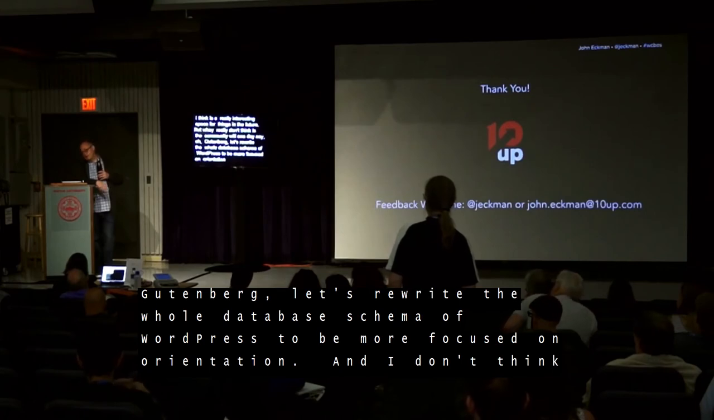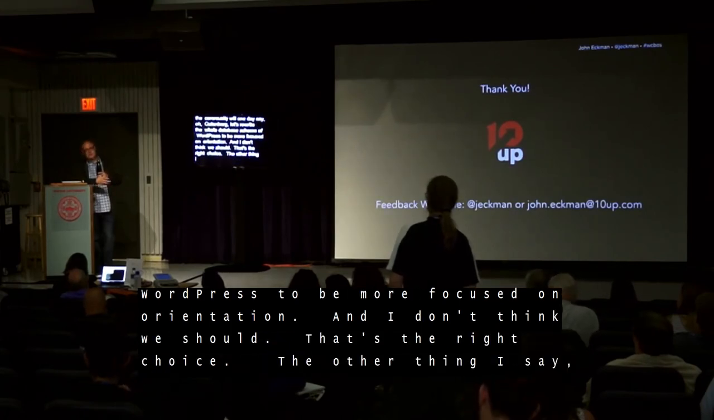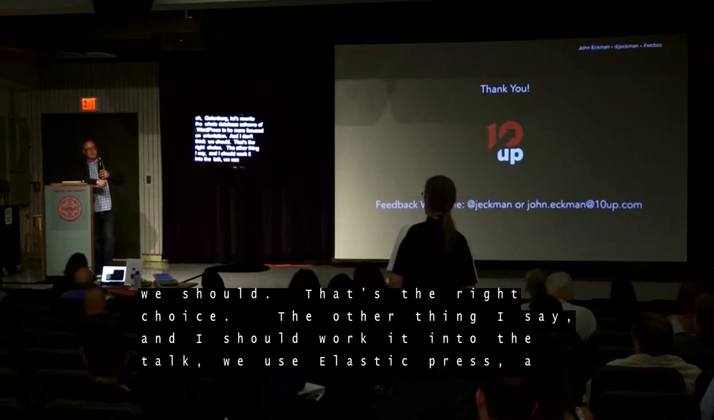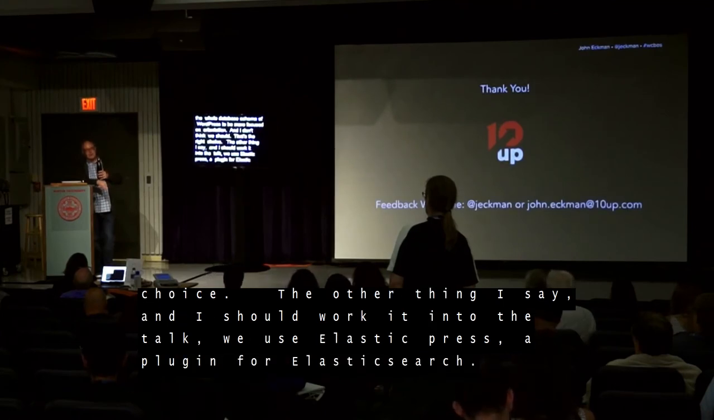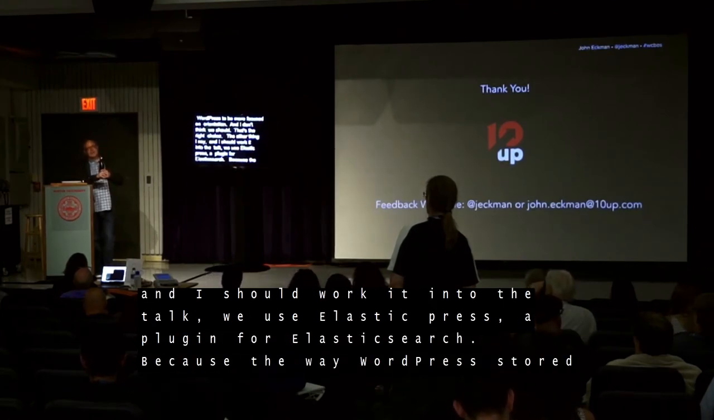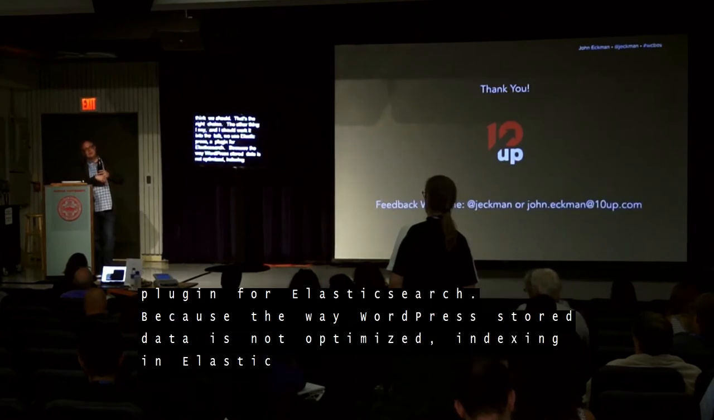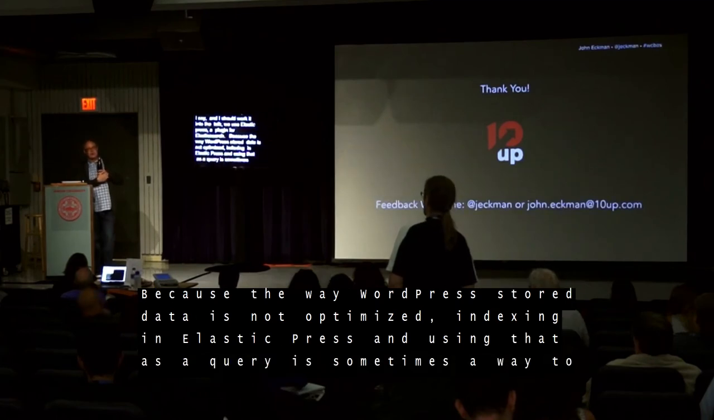The other thing I would say, and I probably should find a way to work it into the talk, is we often end up using ElasticPress, which is a 10up plugin that uses Elasticsearch. Because some of the ways WordPress stores data are not optimized for reading and for these kinds of relationships, indexing in ElasticPress and then using that as a query engine is sometimes a way to work around some of the limitations in WordPress's data architecture.